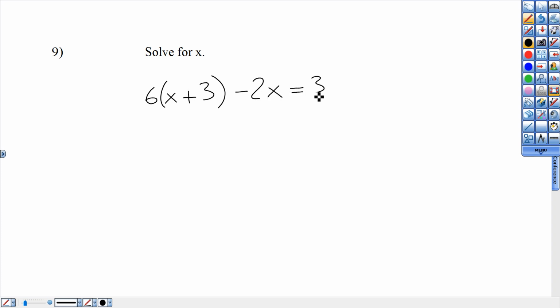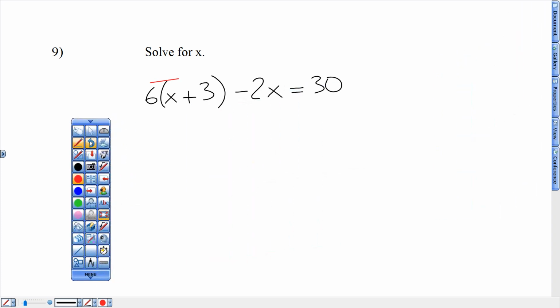I'm going to take that 6 and I'm going to times it by both in there. 6 times the x and 6 times that 3. That's called distribute. Distribute is timesing both. So that gives me 6x plus 18. Bring down the minus 2x, the equal, and the 30.